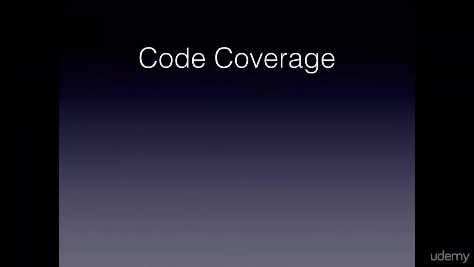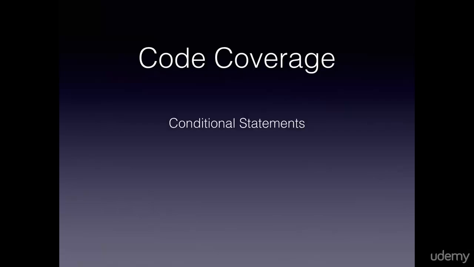Test coverage or code coverage is the number of lines of our source code that is tested when our unit tests are run against the source code. This includes conditional statements, looping statements, the number of parameters that we pass into a method, the type of parameters we pass into a method, and everything that has to do with our source code.